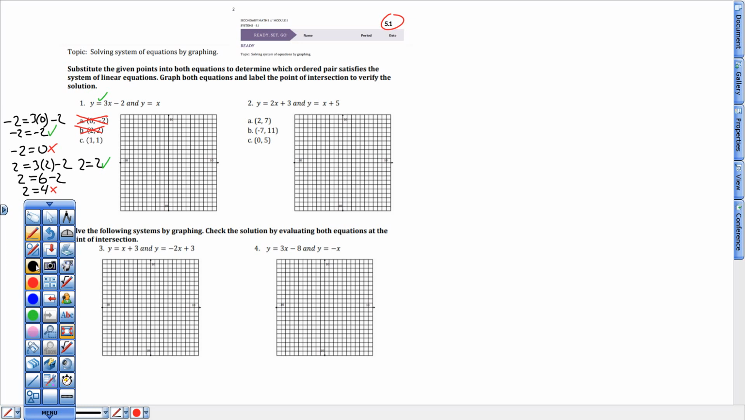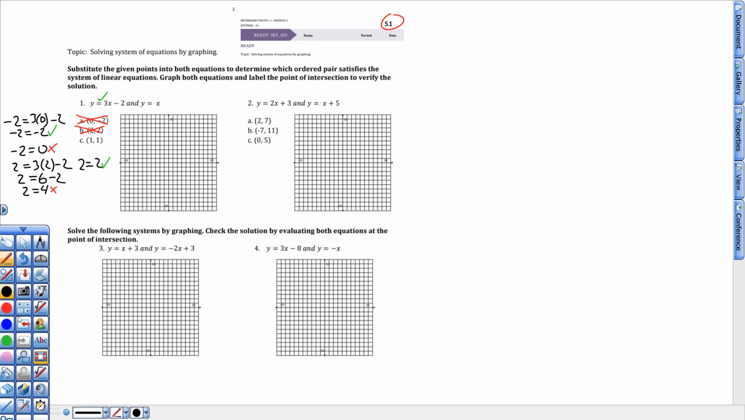Let's try point C. So for point C, when I plug in 1 for y, 1 for x, that gives me 1 equals 3 minus 2, 1 equals 1. That is a true statement. And then I'm going to take that same point 1, 1, plug it into the other equation. That one also gives me a true statement. So that point satisfied both equations. Now I'm going to graph them.